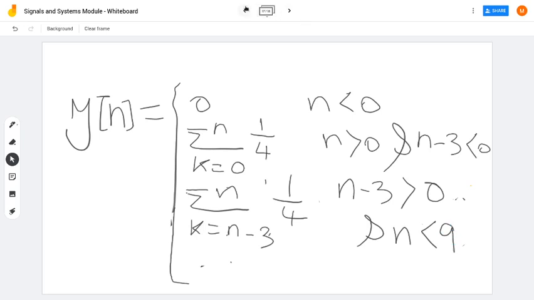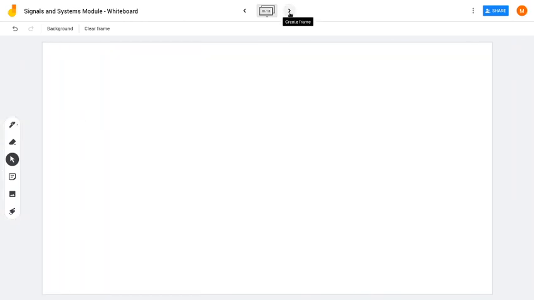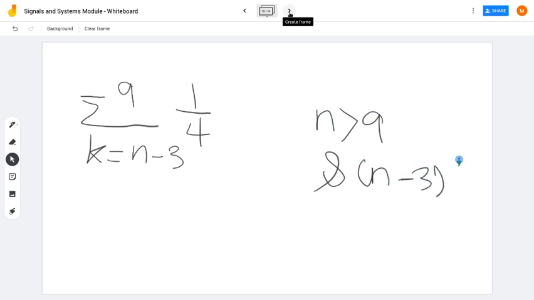Going back, the next case would be if n is larger than 9 and n minus 3 is less than 9. In this case, the overlap will be from n minus 3 up to 9. And now I can write the following. That y of n would be summation k going from n minus 3 up to 9 of 1 over 4, and this will be true for n larger than 9 and n minus 3 less than 9.